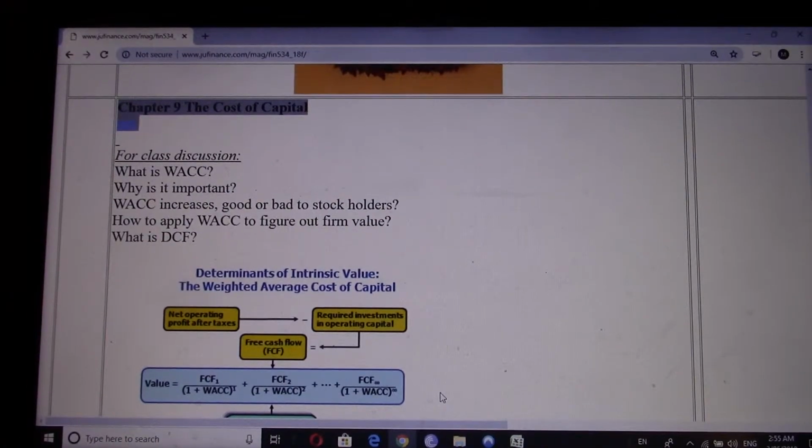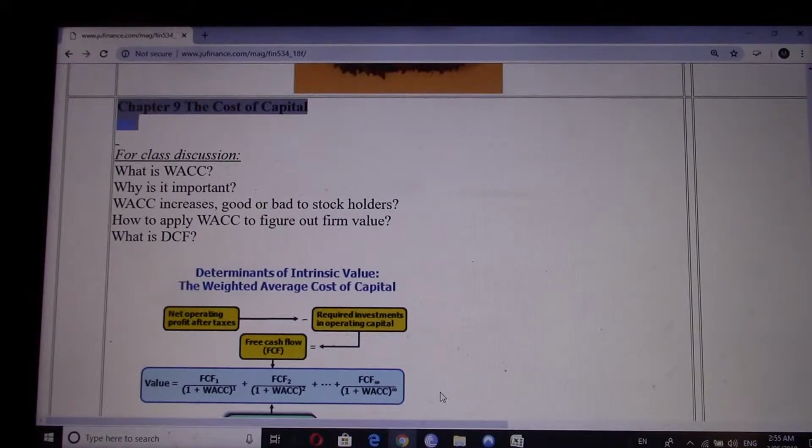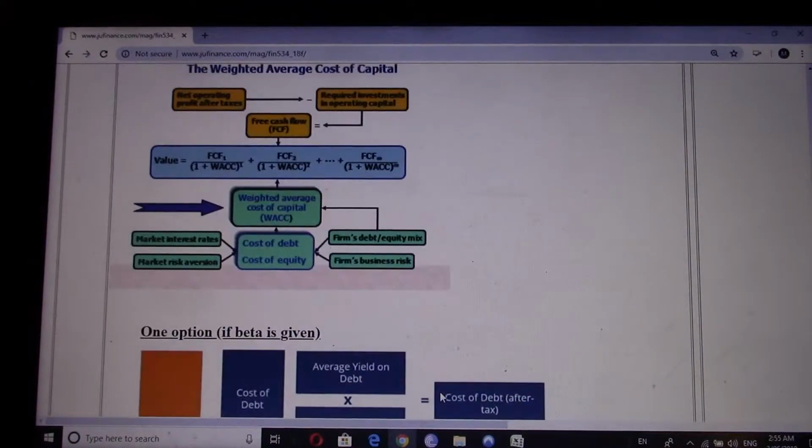Hi class, I'm making this video to give you some help to work on the mini case of chapter 9, cost of capital. So we know when we are calculating, we're trying to figure out the firm's value. This is our goal. For example, this is the equation to calculate the firm value.